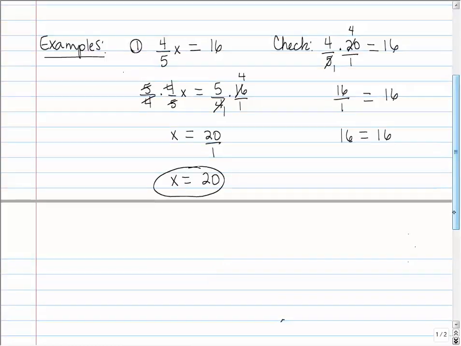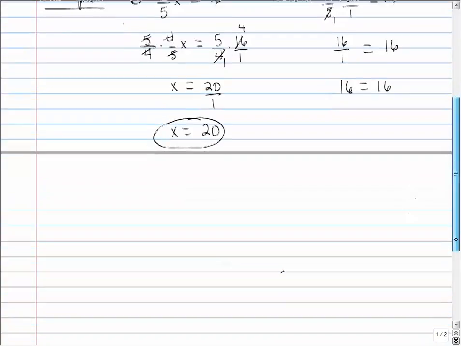Okay, so if you have a fraction in front of x, what you do is you multiply each side by the reciprocal to get rid of that fraction that's in front of x.